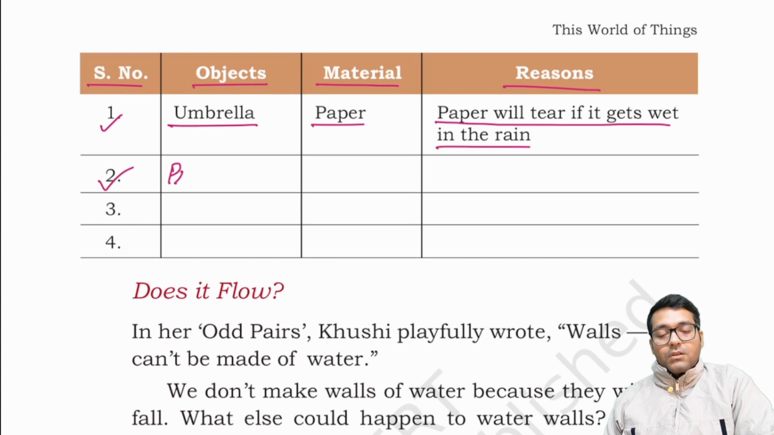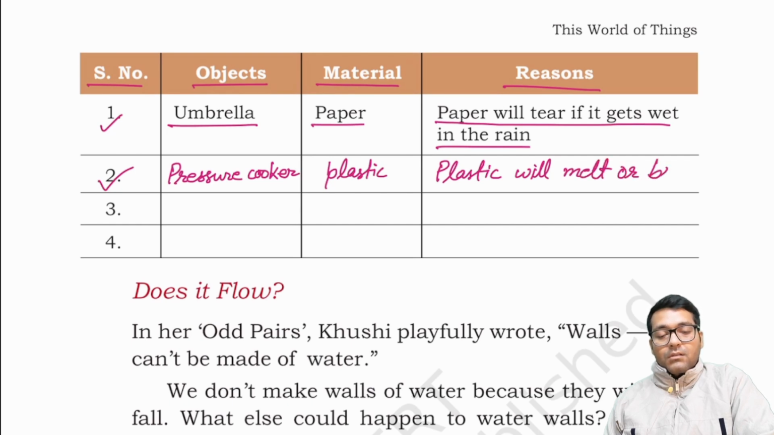2. Pressure cooker. Material plastic. Plastic will melt or burst when heated. Similarly, you can do the rest.